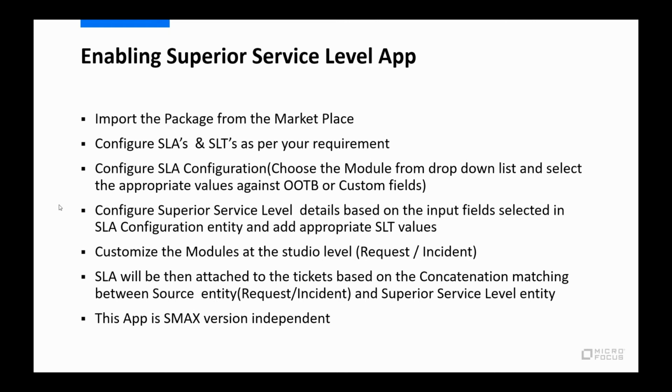Once this is done, how the functionality works is that we are just using a simple concatenation method to make sure that the SLA is selected based on the inputs you provided. We do this concatenation at the superior service level entity level, and also in your request or incident level. Once you select these values in your incident or request, it will do a lookup and the concatenation matching. Once that matching is done, it automatically picks the SLA or the SLT which you have added in the superior service level app.